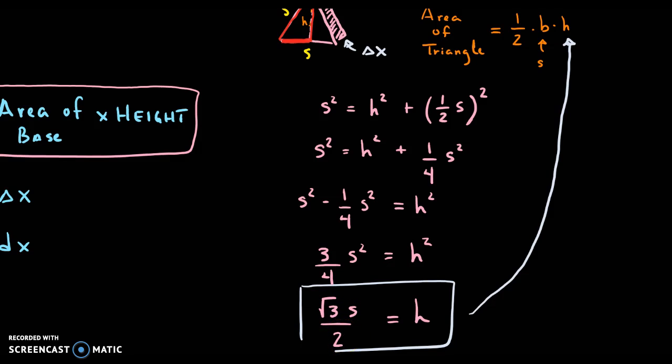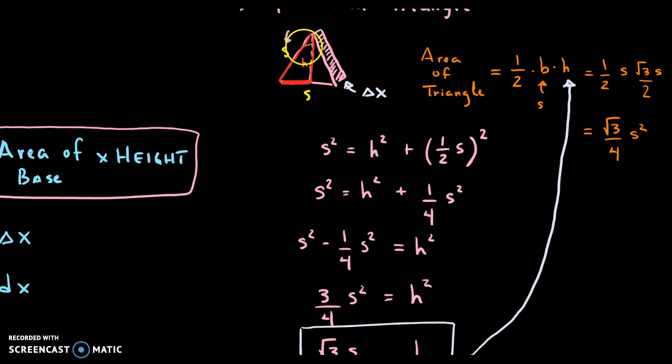So the area of the triangle, let me go back to orange now, is going to equal 1/2 the base, but remember the base is s, and then instead of writing h, I'm now going to write the square root of 3 s over 2. That looks very ugly, and I can clean this up. 1 times square root of 3 is square root of 3, 2 times 2 is 4, s times s is s squared. So there you have it. There is the area of our base, this part here in orange.